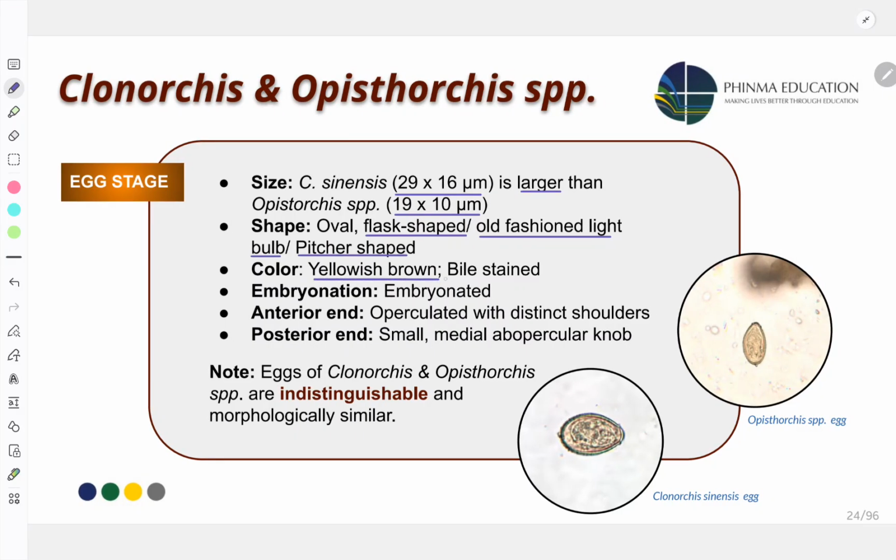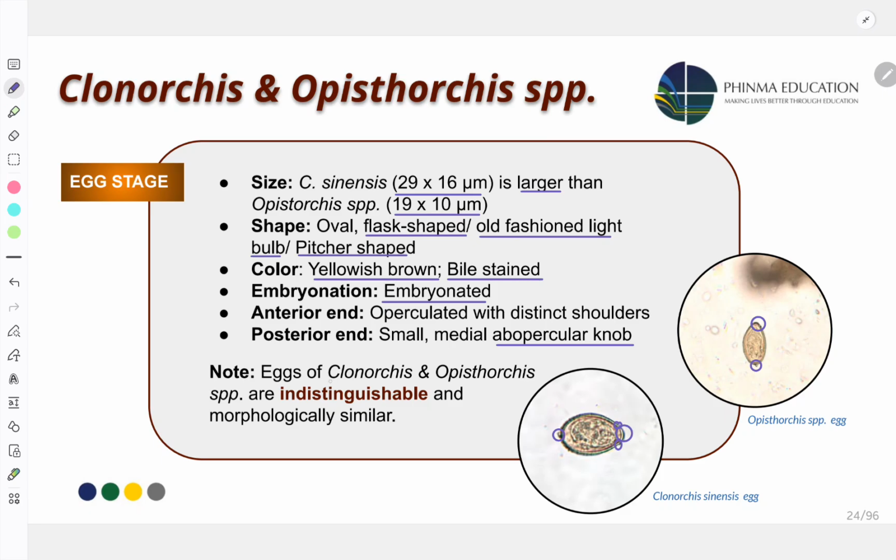It's yellowish brown and bile stained. Bile stained, of course, kay naa sila sa bile duct. So it is already embryonated when laid and operculated with distinct shoulders. If makita ninyo, distinct ang shoulders, and then naay operculum sa egg, no? And then, for your Clonorchis and Opistorchis, no, para dali siya ma-differentiate from the others, naa siya abopercular knob. So, naa yung knob sa other end of your sa inyong operculum.